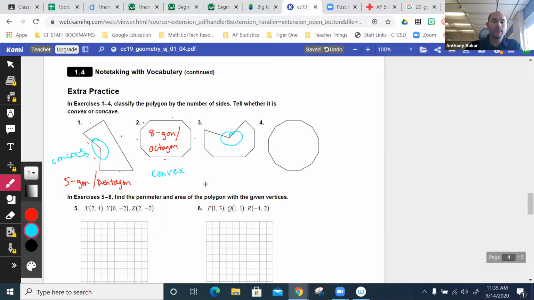So this is concave. It has a cave in it. This is convex. And I think for good practice, you should count the number of sides and try to name it.